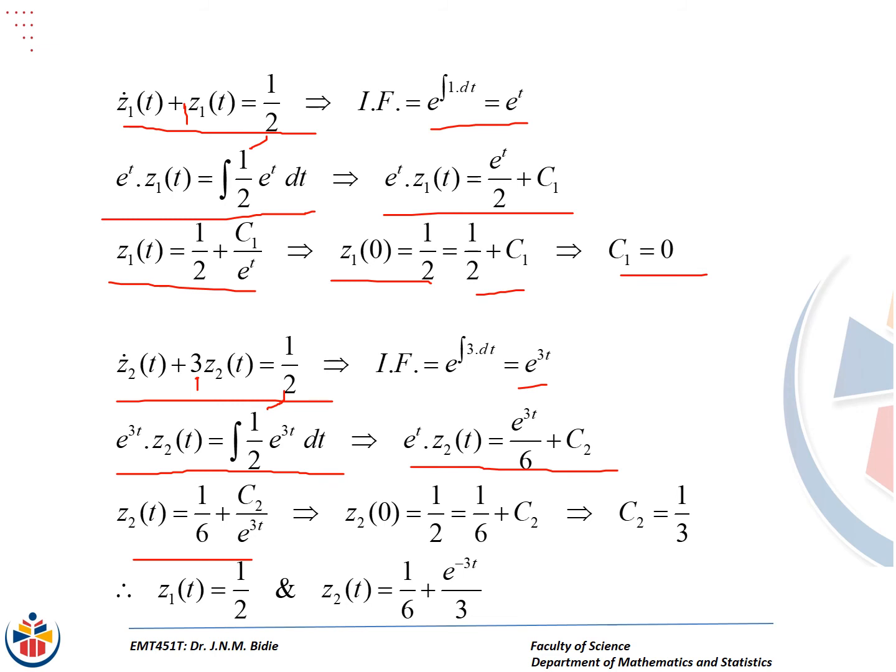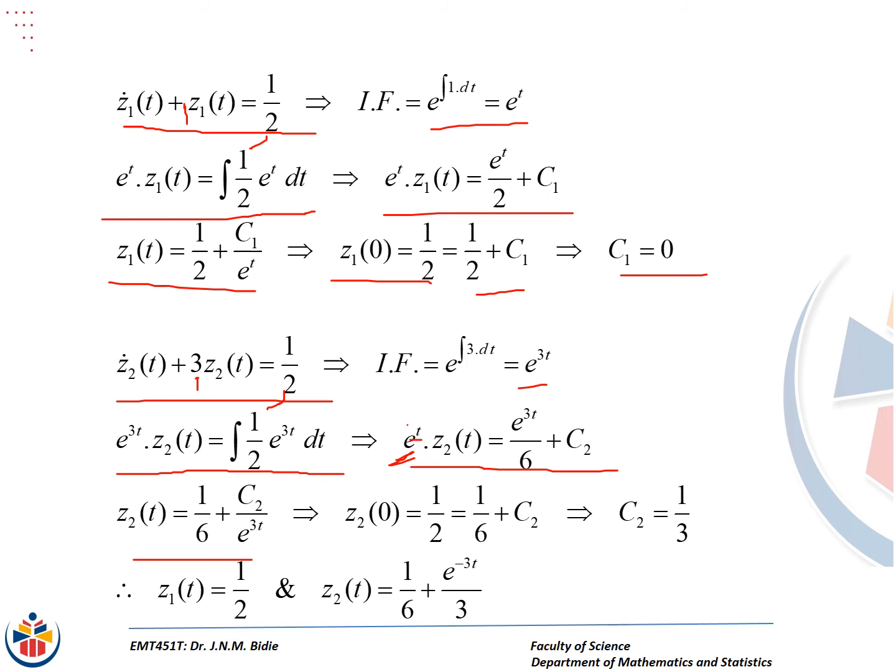simplify, dividing by e to the power 3t. And please forgive me for that mistake. It's e to the power 3t, not t. So it's supposed to be 3 there. Then divide throughout by e to the power 3t. We have 1 over 6 plus c2 over e to the power 3t.